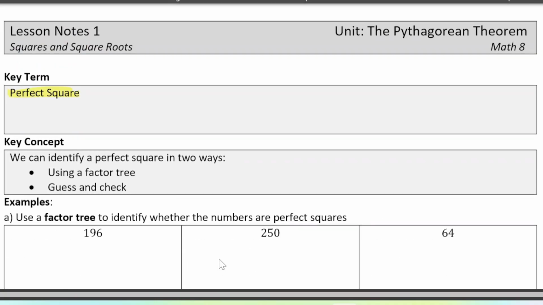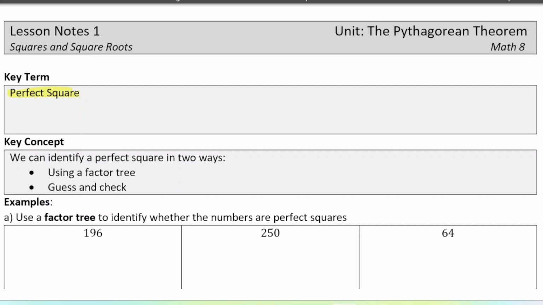Okay, so perfect square. When you have a perfect square number of objects, you can arrange them into a square. So for example, I'm going to give you an example first before I define it. An example is 4. If I have 4 objects, I can arrange them into a perfect square. We can also write 4 as a product of 2 times 2. Let me give you another example, 9. If I have 9 objects, I can arrange them into a square. And 9 is equal to 3 times 3. One more, 16. I can arrange these 16 objects into a perfect square, and 16 is 4 times 4.